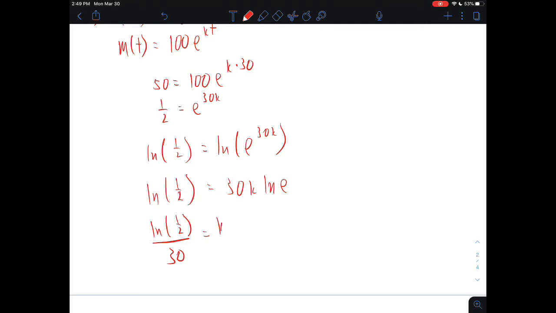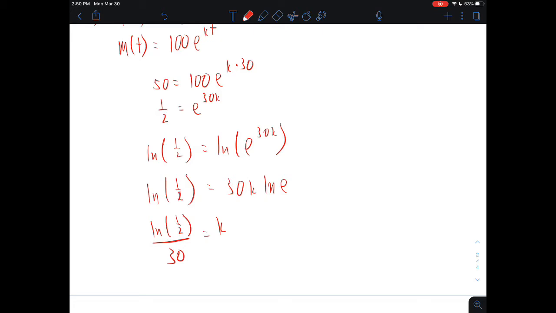So what you can actually see is that this constant of proportionality is really just the natural log of 1/2 divided by 30. So if you're thinking of anything with half-life, that constant of proportionality can always be found this way. It's the natural log of 1/2 divided by what is the time for the half-life.